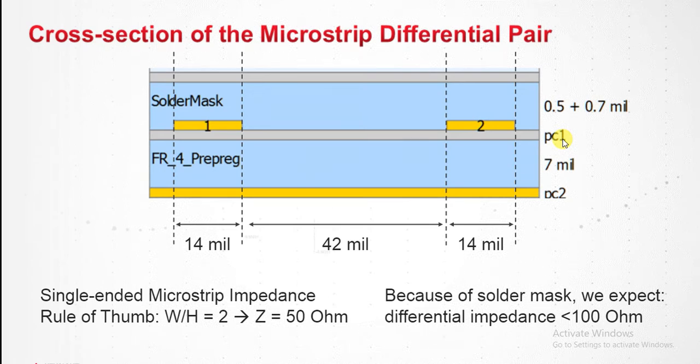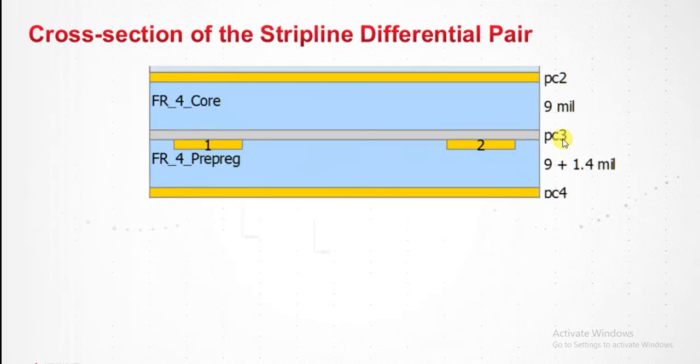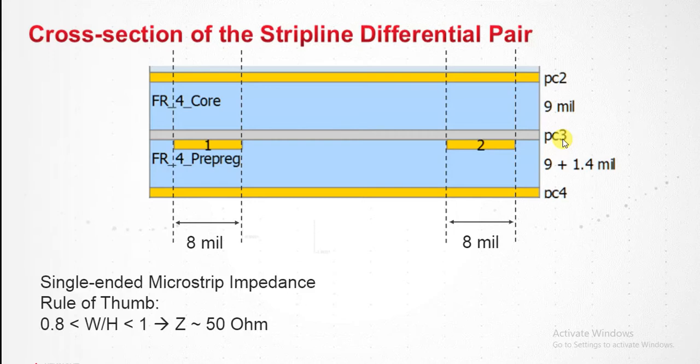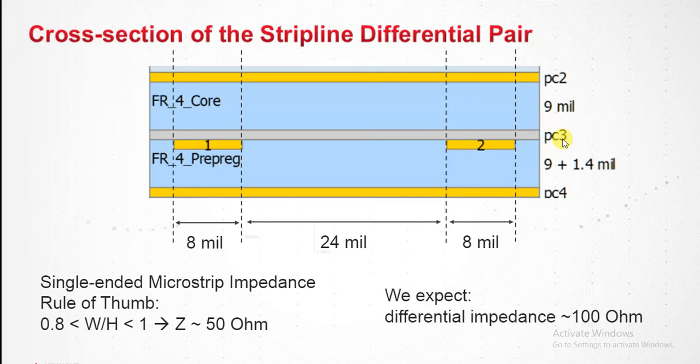Next, we'll look at the stripline differential pair. Similarly, we'll use our rule of thumb approximation, where if the line width over the height of the substrate is between 0.8 to 1, then the single-ended impedance is about 50 ohms. And again, they are a little far apart. They're 3 times the line width apart. That means we can just multiply by 2. None of the field lines interfere with each other. And we expect the impedance to be about 100 ohms.